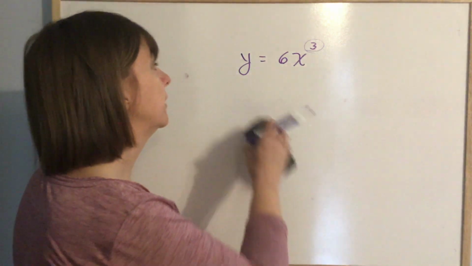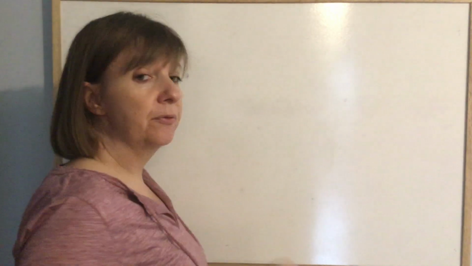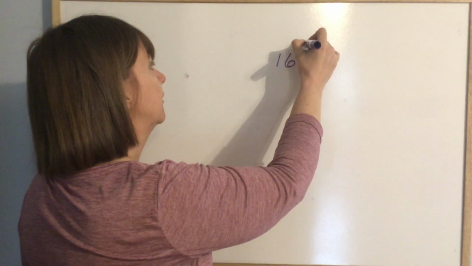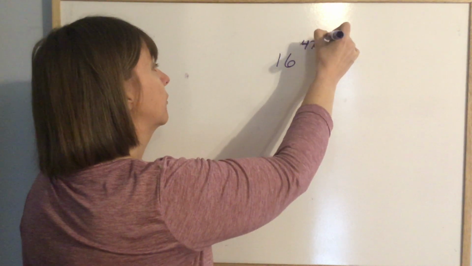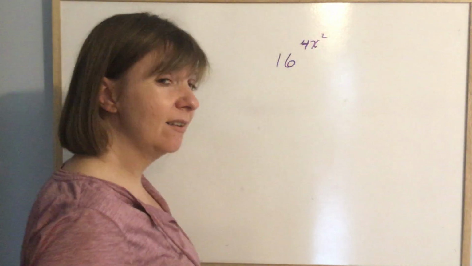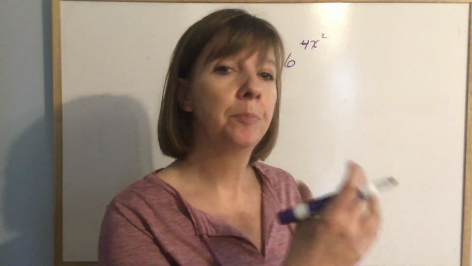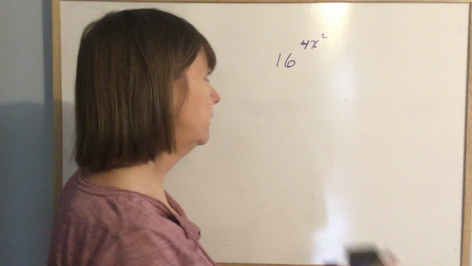But what happens if the x is actually in the exponent? So you have like, I don't know, 16 to the 4x squared. So that is actually your exponent. What do we do then? How do we do a derivative with that? Because I can't just subtract 1 from 4x squared. So that's where we're headed with this, all right? We're going to build up to it slowly, but that's where we're headed with that.